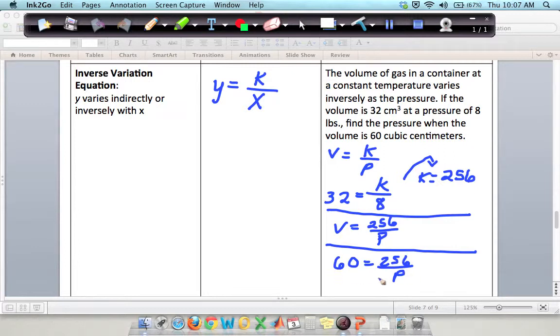Cross multiply, and you get 60P. 60 times P equals 256 times basically 1, so 256. Divide by 60, and you get P equals 4.3 pounds. So the pressure is 4.3 pounds.